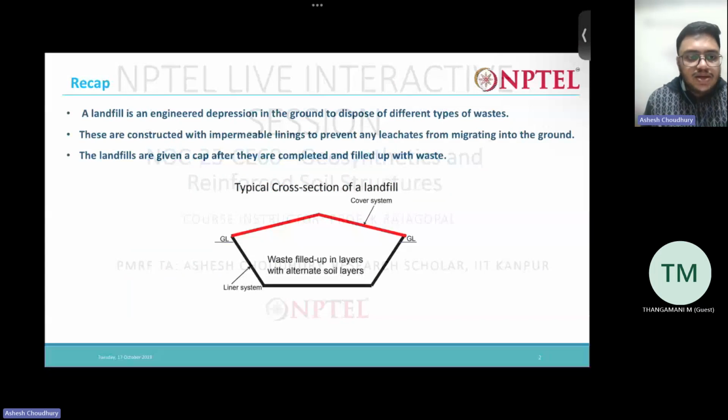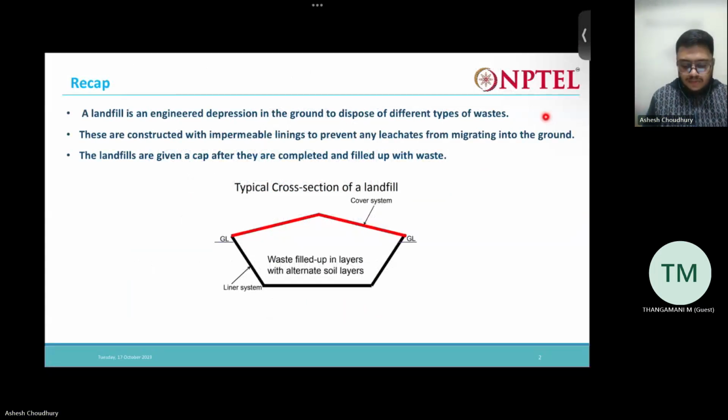So what is a landfill? A landfill is an engineered depression in the ground to dispose of different types of waste. So landfill is nothing but a place where we dump all the waste, right? Waste can be of many types, as we know. The most common waste that we encounter is municipal solid waste, MSW.